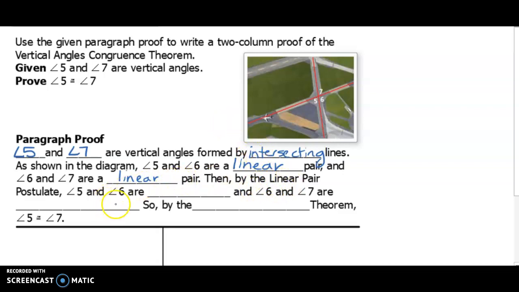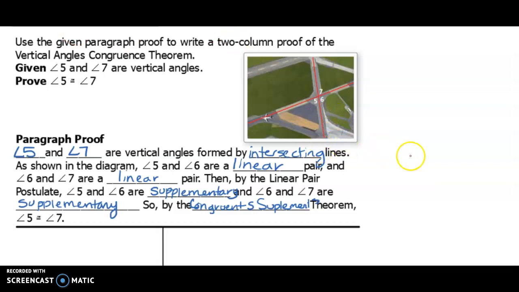Then, by the linear pair postulate, angle 5 and angle 6 are also supplementary. Remember, linear pairs are supplementary. And angle 6 and angle 7 are also supplementary. So, by the congruence supplements theorem, angle 5 is congruent to angle 7. So that would be what a paragraph proof looks like.